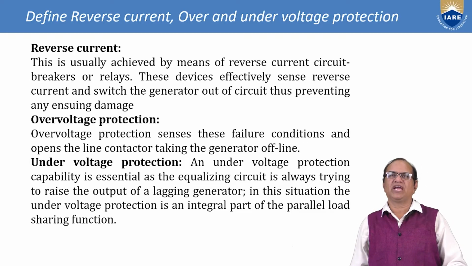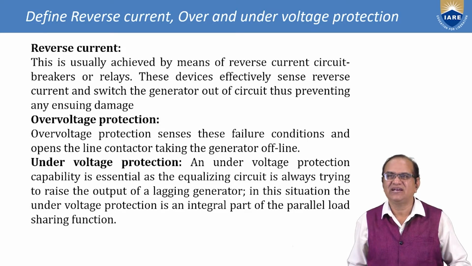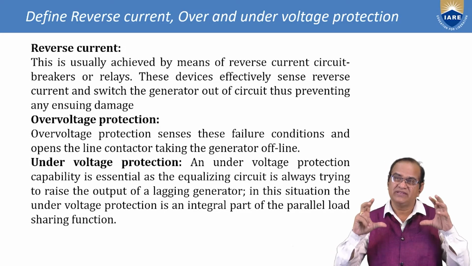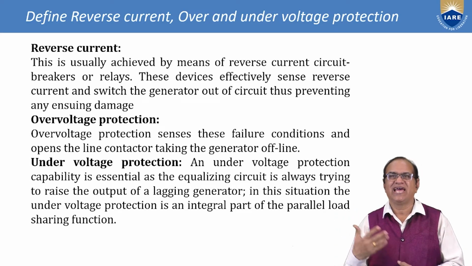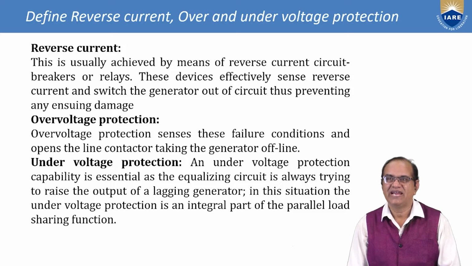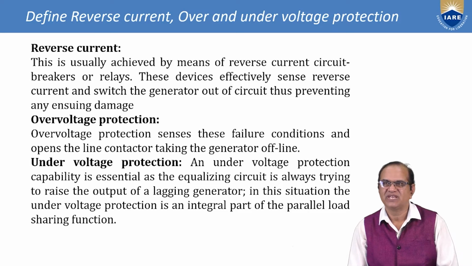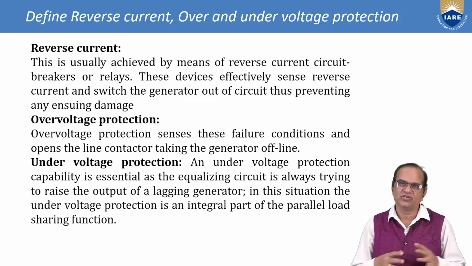Over voltage protection, how can we do it? Over voltage protection senses these failure conditions and opens the line contactor, taking the generator offline. So if there is over voltage, there are systems that will protect against it. In the same way for under voltage, under voltage protection capability is essential, as the equalizing circuit is always trying to raise the output of a lagging generator. In this situation, the under voltage protection is an integral part of the parallel load sharing function.